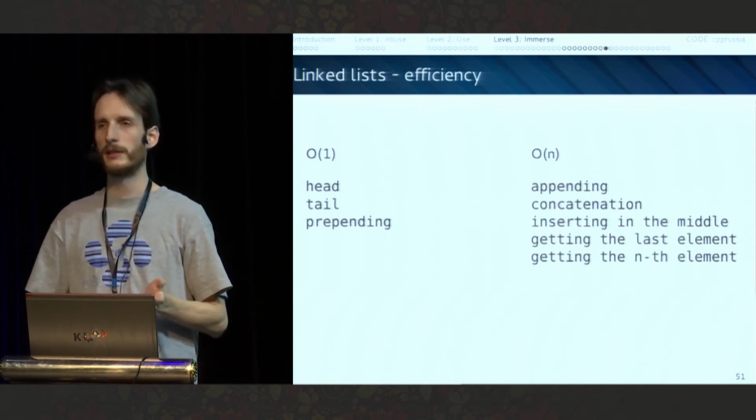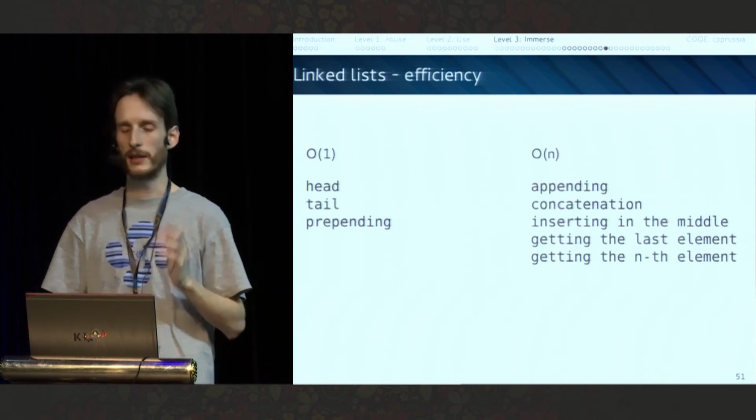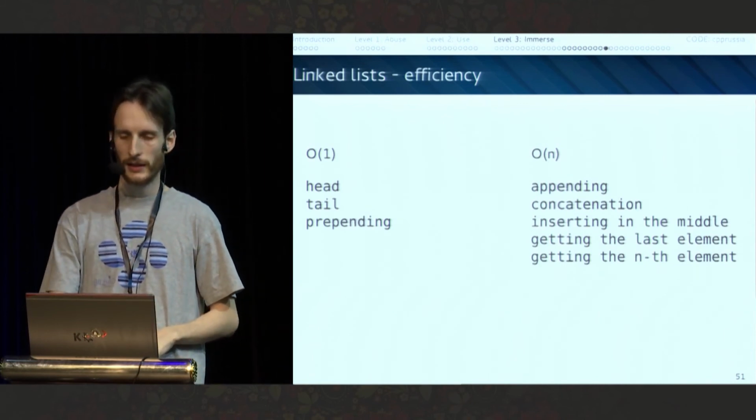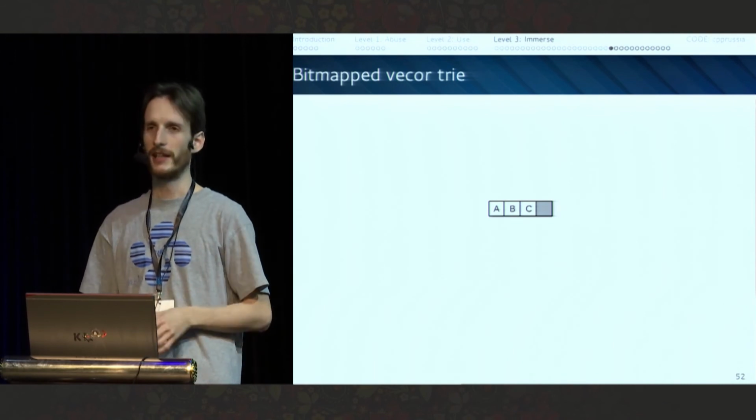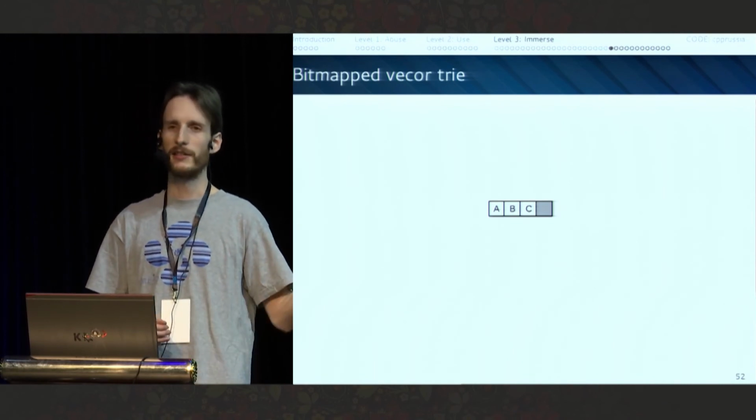And one of those data structures that has emerged quite recently is called the bitmapped vector tree. And this is not the only name it has.